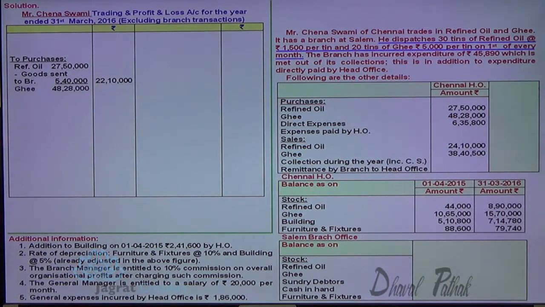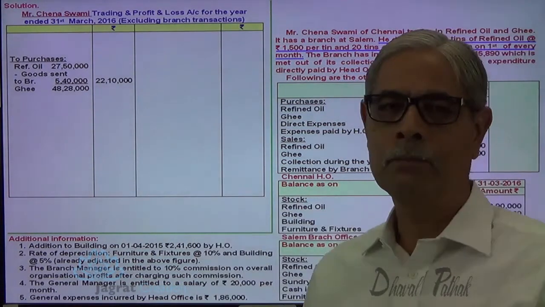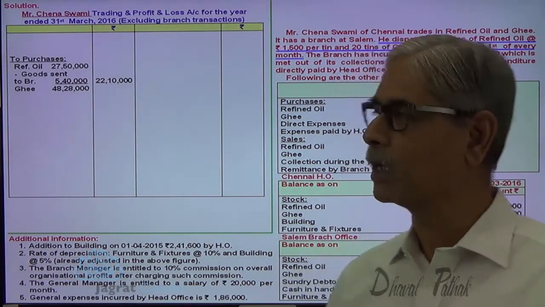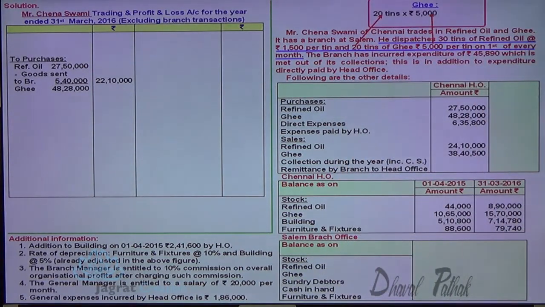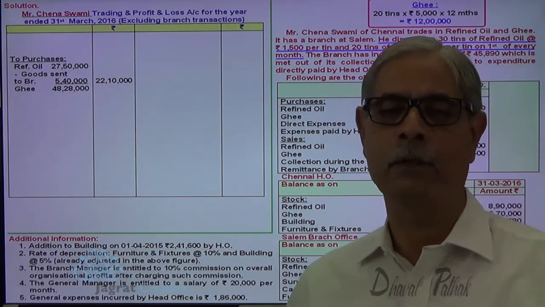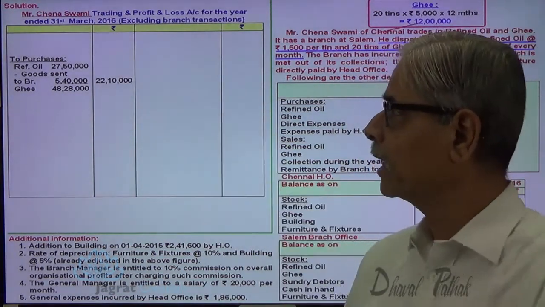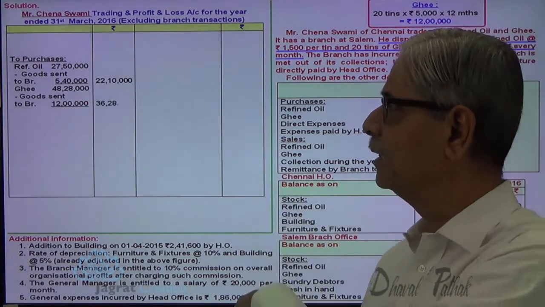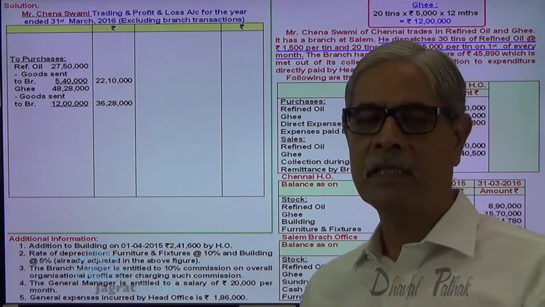Similarly, purchase of ghee, I write in the inner column. Now ghee sent to the branch will be deducted from purchases because it has been sent out of purchases. We have already made a working note that goods sent to the branch, ghee sent to the branch, 12 lakhs, will be deducted from these purchases. So you will get the purchases available for sales at HO.